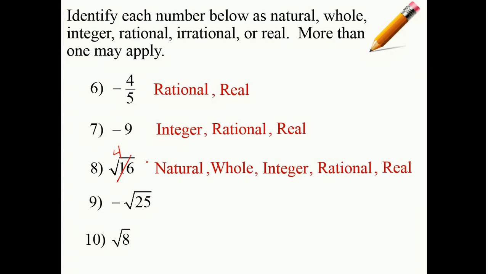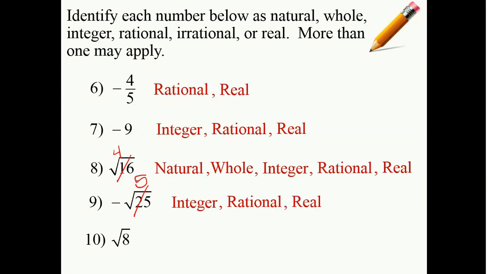Negative square root of 25. Wait, what? Oh, square root of 25. Yeah, that's 5, right? So I have negative 5. So negative 5 is an integer. And a rational. And a real.